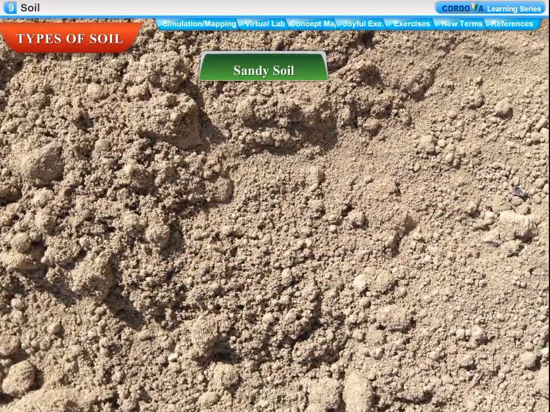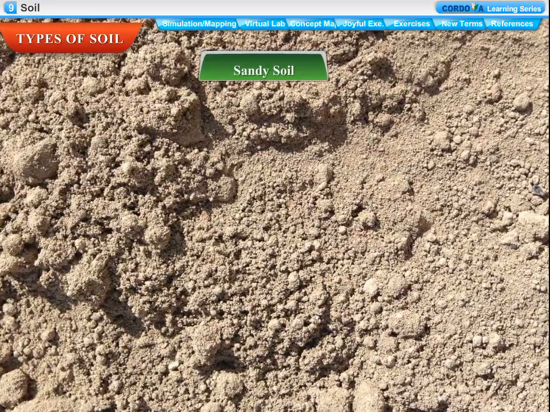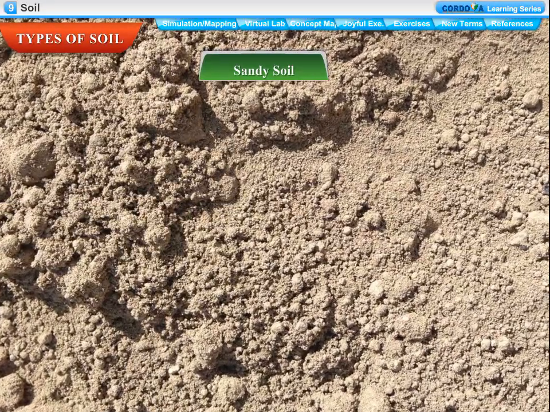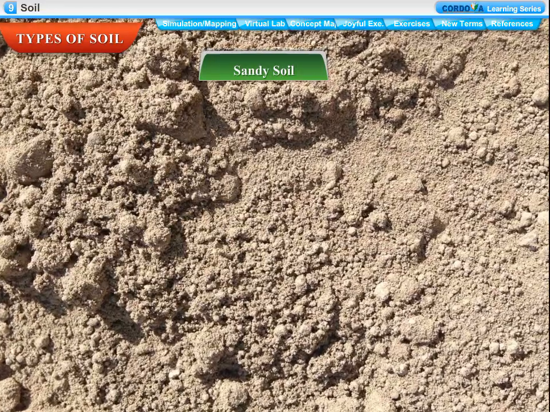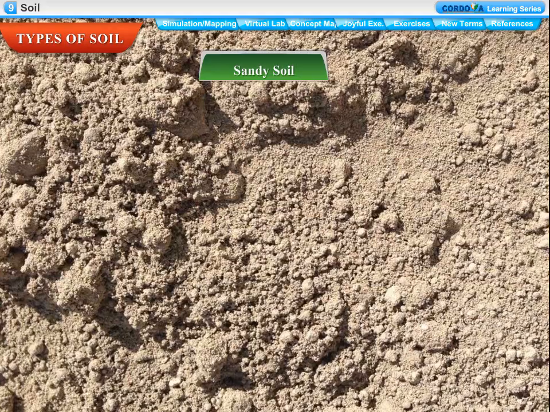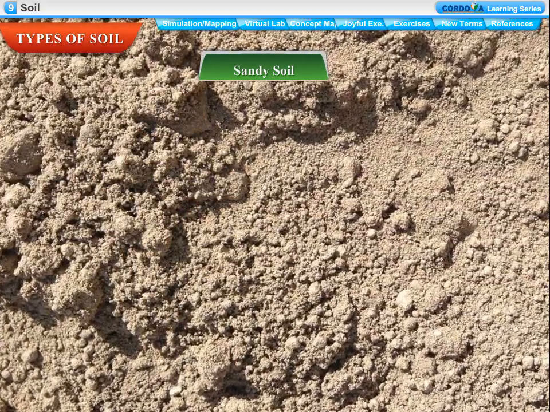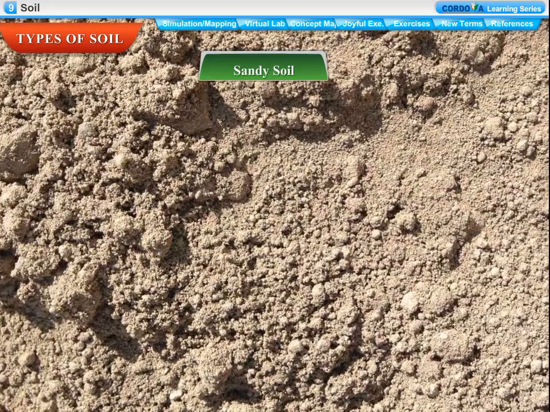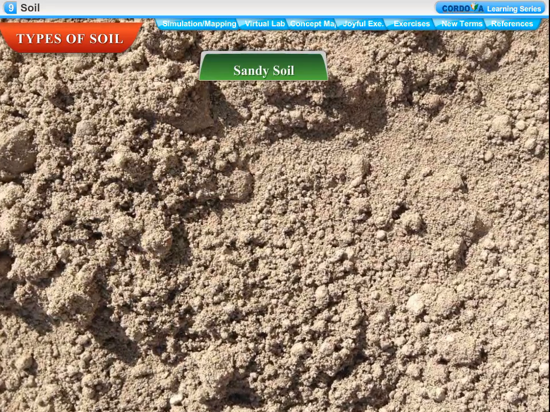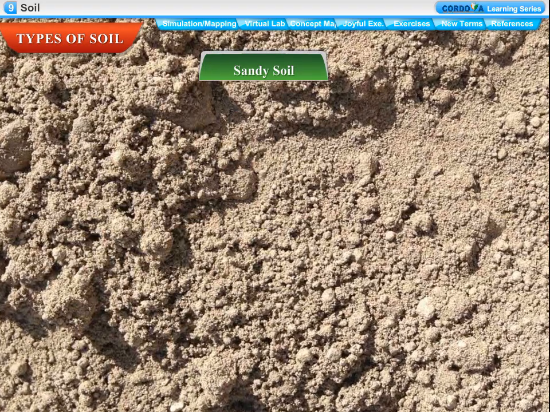They cannot fit closely together, so there are large spaces between them. These spaces are filled with air, so we can say that sandy soil is well aerated. Sand particles have large spaces between them. This makes sandy soil very porous. Water moves rapidly through it and dries quickly. It cannot hold much water. Sandy soil is light. It has a tendency to blow away by the wind if left bare.